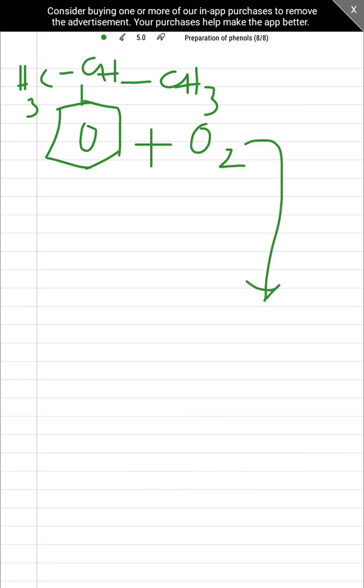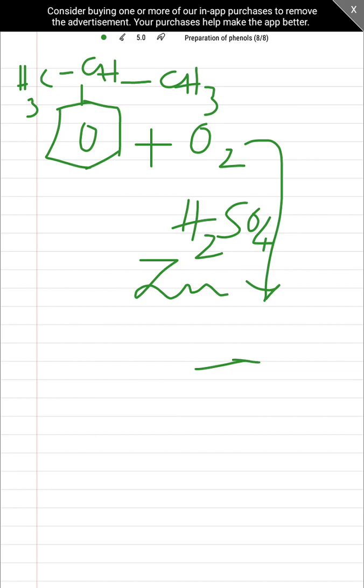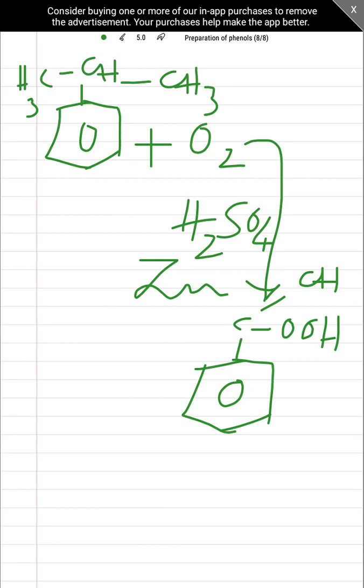Even this cumene can be prepared by the Friedel-Crafts alkylation method. But as we said, we start directly from cumene. This undergoes oxidation in presence of sulfuric acid. Even zinc metal can be used. They are converted into cumene hydroperoxide. One side we get CH3, the other side also CH3. This is cumene hydroperoxide.